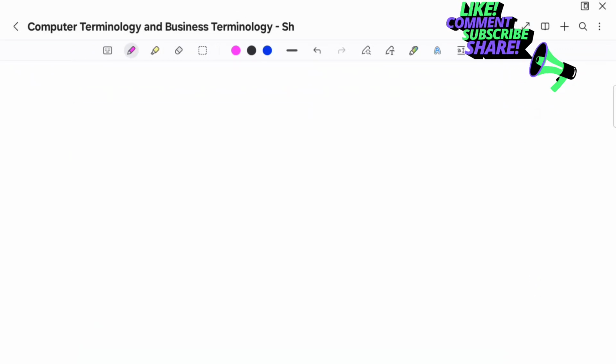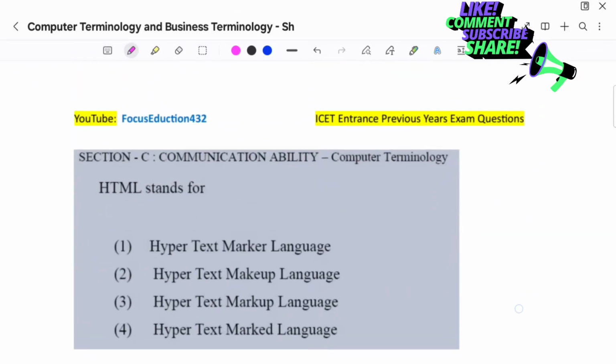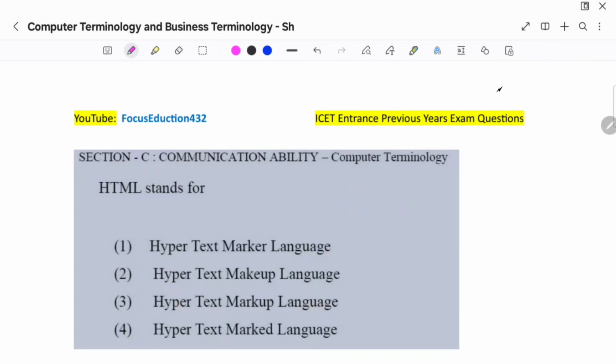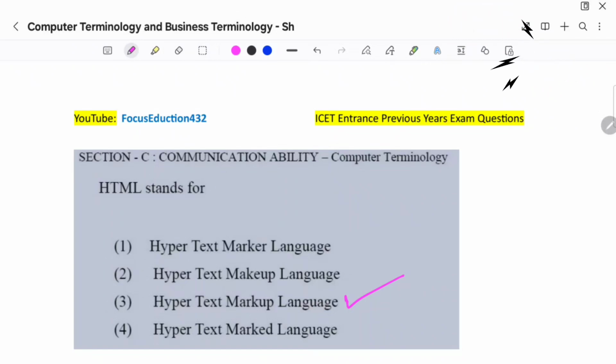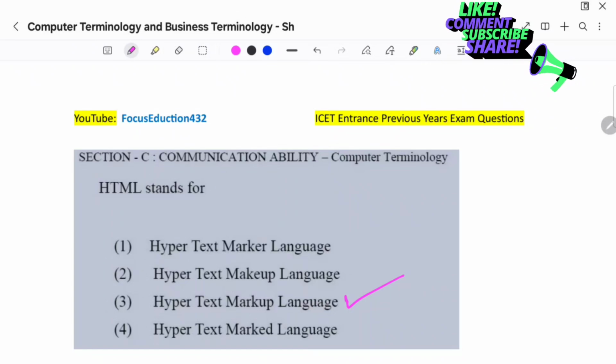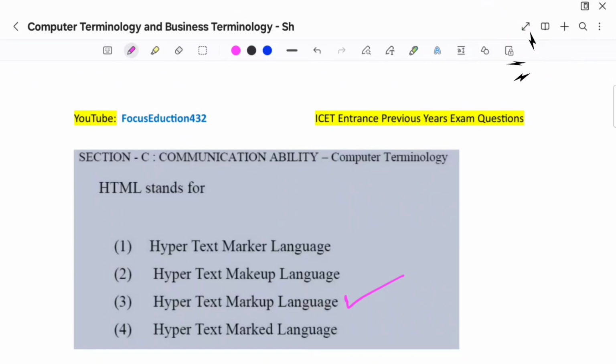Now, second question. HTML stands for what? The correct option here is hypertext markup language. This is the language used in the browsers, like Google Chrome, Internet Explorer, Microsoft Edge, etc. In the internet browser, we use this language, hypertext markup language, HTML.